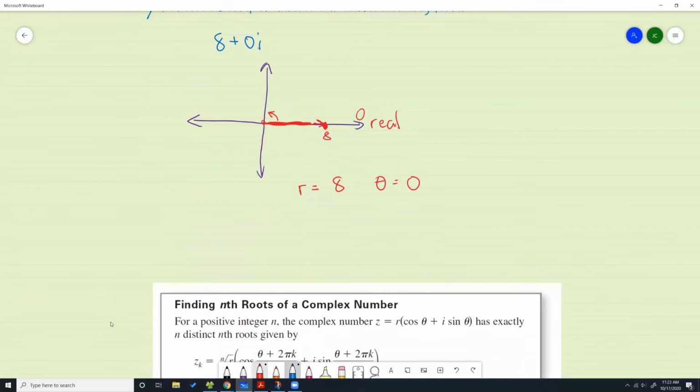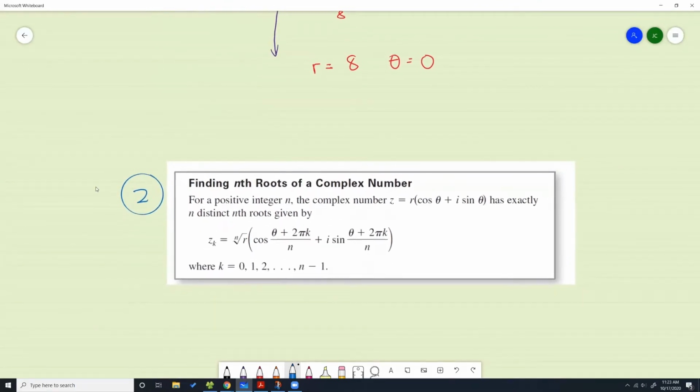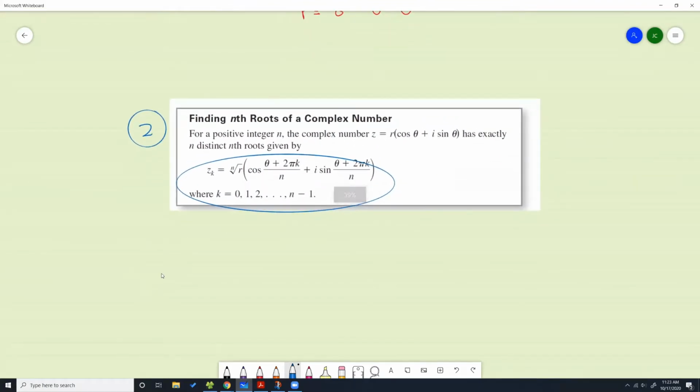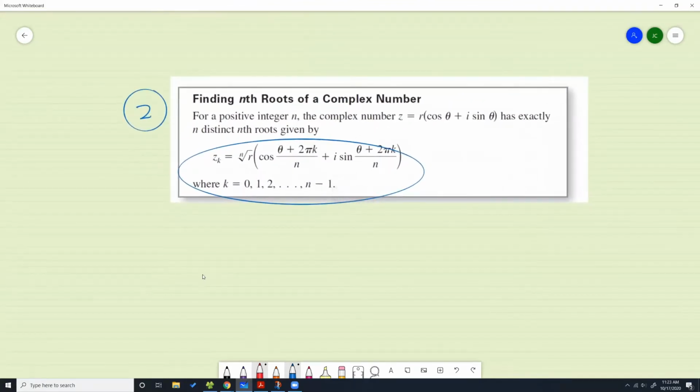I'm just gonna call it step 2. The one we're looking at, there's only really one equation, but it's a big one, and it is kind of tough to use. So I'll try to break it down for you. We know R is 8. We know theta is 0, and that makes the problem a lot easier. But what does this mean? k equals blah, blah, blah. So why do we know that?